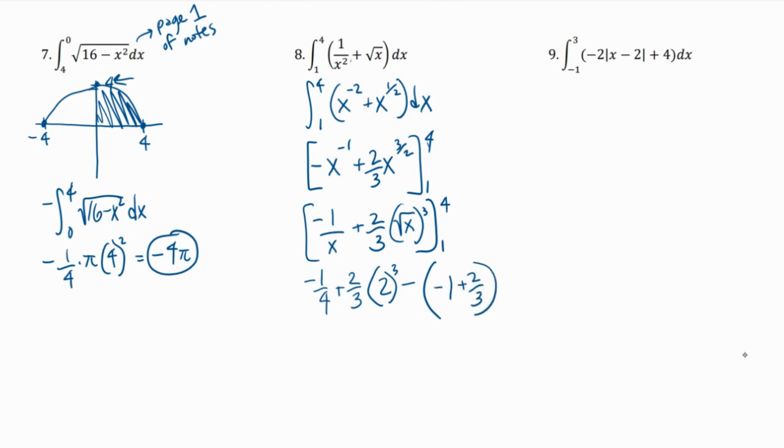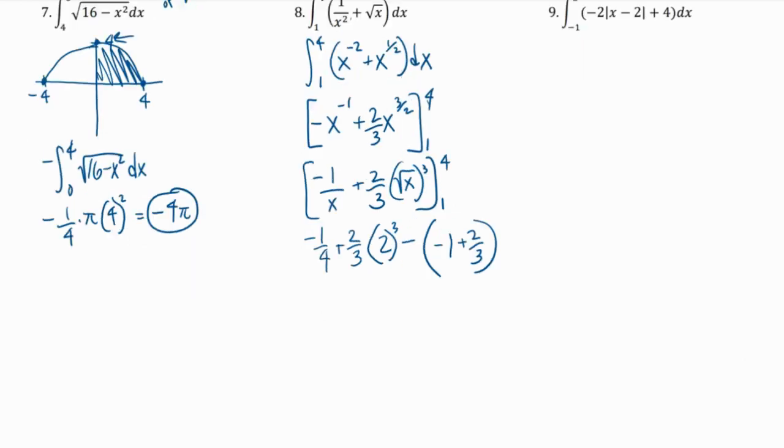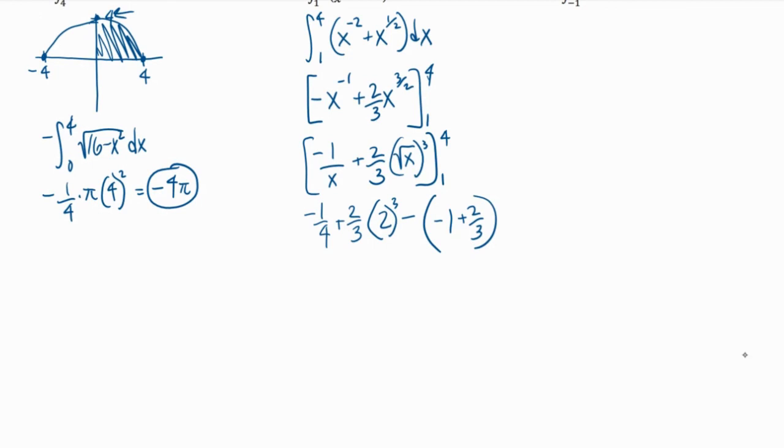And make sure that you are subtracting with your second group in parentheses to make sure that you distribute that negative. So I get negative 1/4 plus 2 times 2 to the 3rd, which is 16 thirds, minus negative 1 plus 2/3, which is negative 1/3. So plus 1/3. And I'm going to go ahead and just simplify a little bit.